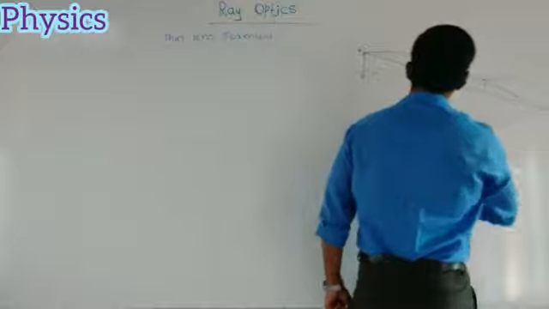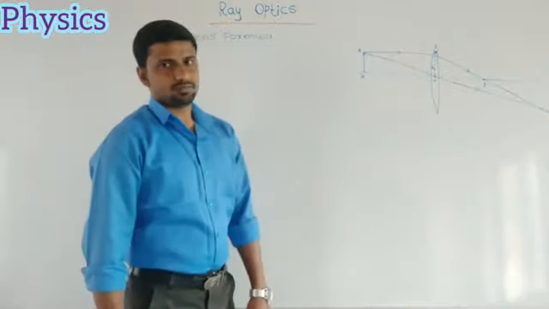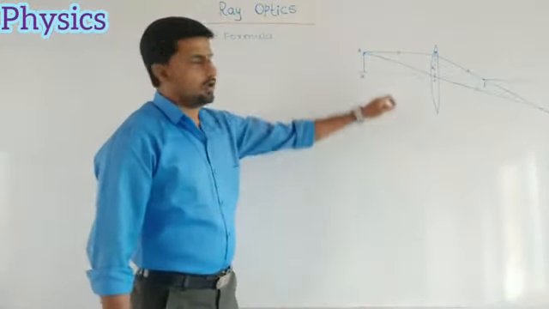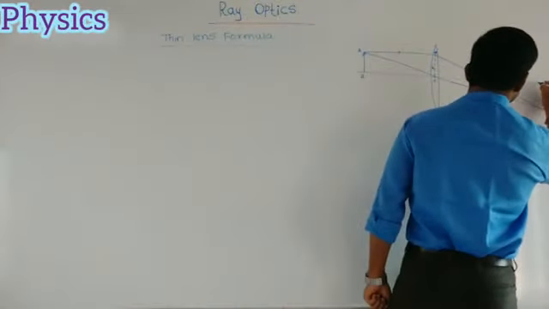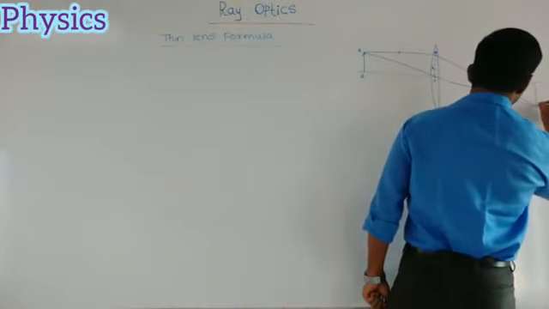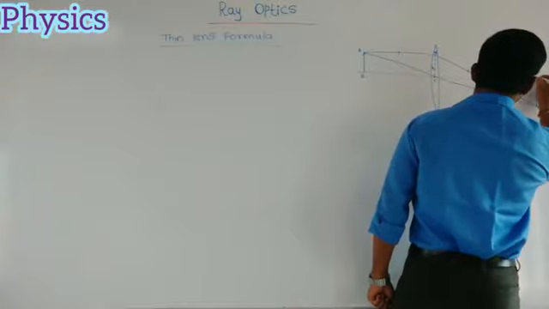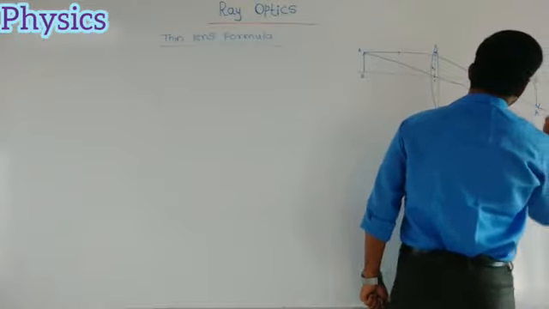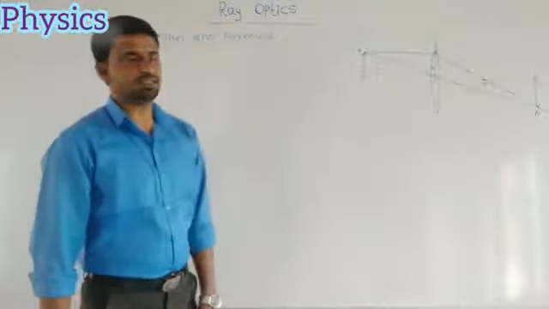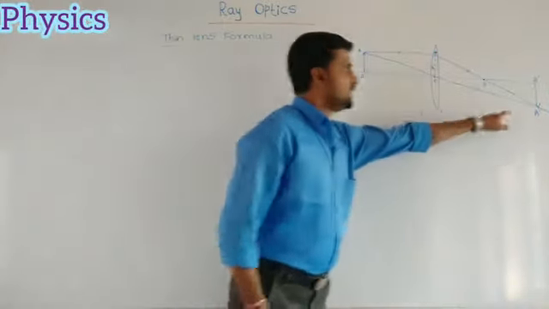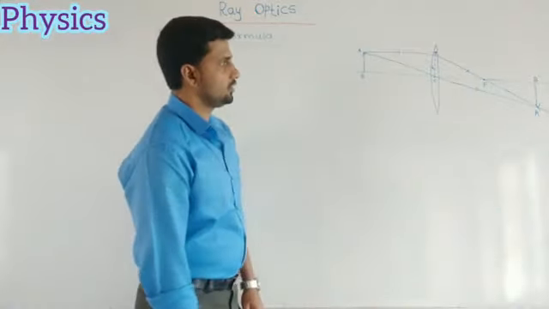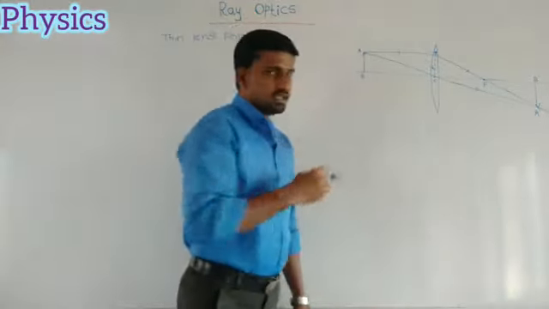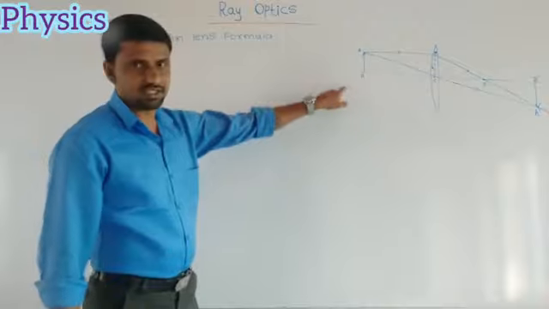This is the another ray of light. Then we will get the image of this object somewhere here. That image I am taking as B dash A dash. This is the image of the object AB. Right. See here, we'll mention the distances now.